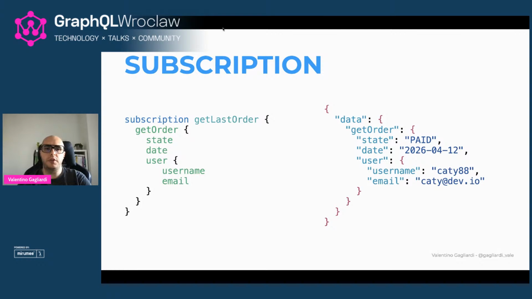So here's the subscription that we requested to the server, and here's the response with fake data, of course. And we get the state of the order, the date of the order, and the date is handled nicely by Ariadne with the dates color, which is a nice utility for working with date fields in Django. And we also have the user with a username and the email.